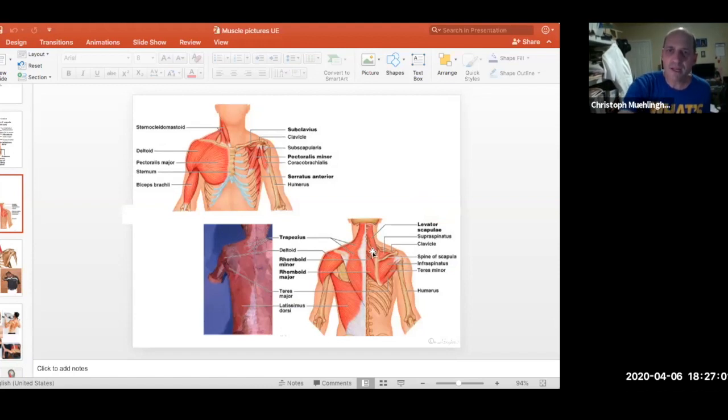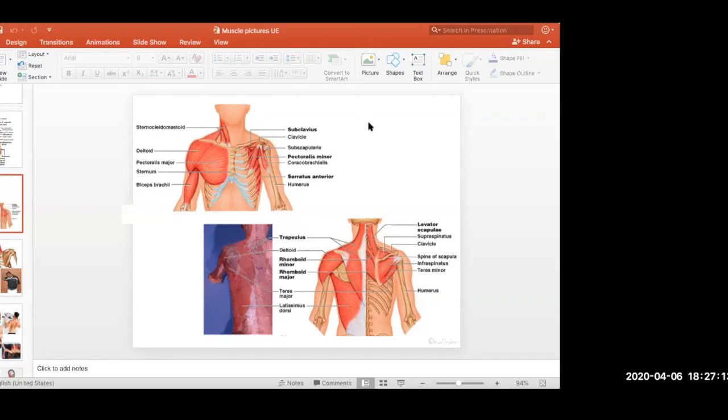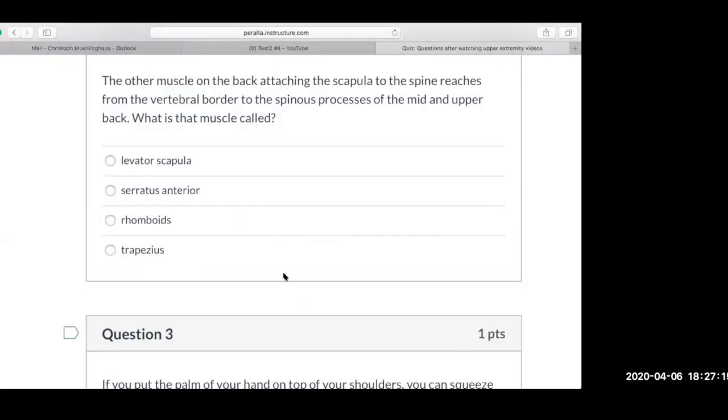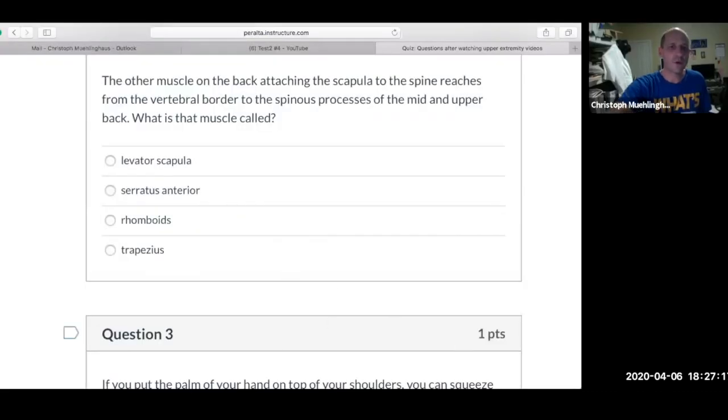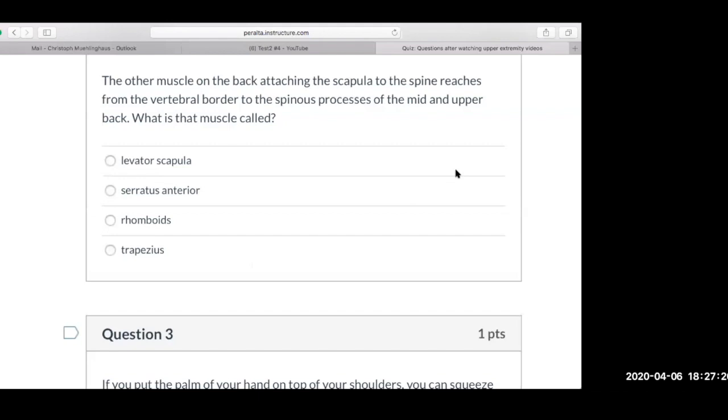So the rhomboids, it shows here, where you see this is the levator scapula going up. So that's the levator scapula. And the other one, you reach further down on the shoulder blade here on the edge, and it goes into the spine. And those are the rhomboids. So that was that discussion point. And then we go into the next one.